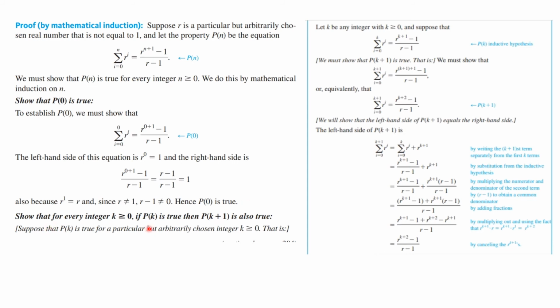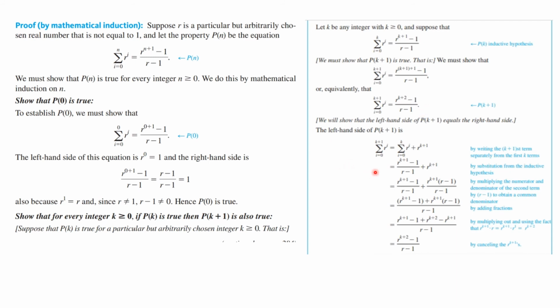Now suppose for every integer k bigger than or equal to 0, if this is true, we're assuming that's our inductive hypothesis, then this will also be true. So here is our inductive hypothesis, and we're going to be assuming that this is true. We have to show that this is true, and notice that this is using k for n. We have to show that this is true for k plus 1. So if I make that k plus 1, I'm summing from i equals 0 to k plus 1, and I'm putting k plus 1 in here instead of k, so that's going to be r to the k plus 2 minus 1.